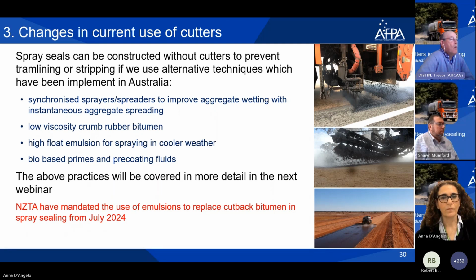Now, these 4 techniques will be discussed in more detail at the next webinar, which will take place in September. And I'd certainly recommend that you listen to it. It's very interesting practices, and there's no reason why they can't become widespread across all states in Australia. And then, as Anna mentioned, part of it will be the experiences in New Zealand, where they've mandated the use of emulsions to replace cutback bitumen in all their spray sealing operations from this year. So that's also another development which will be interesting to hear more about.